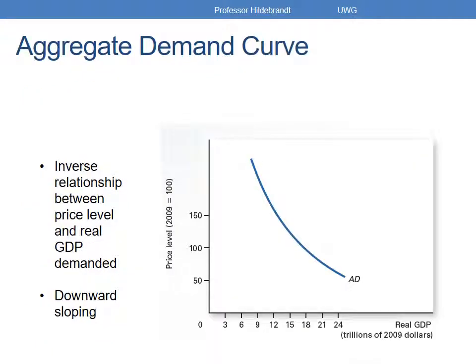And this is what our aggregate demand curve looks like, okay? Again, just like regular demand, it's downward sloping, showing that there is an inverse relationship between our price level, which again, like price, resides here on the vertical axis, and our output, like quantity did in previous chapters, down here on the horizontal axis. Again, we're calling this real GDP.